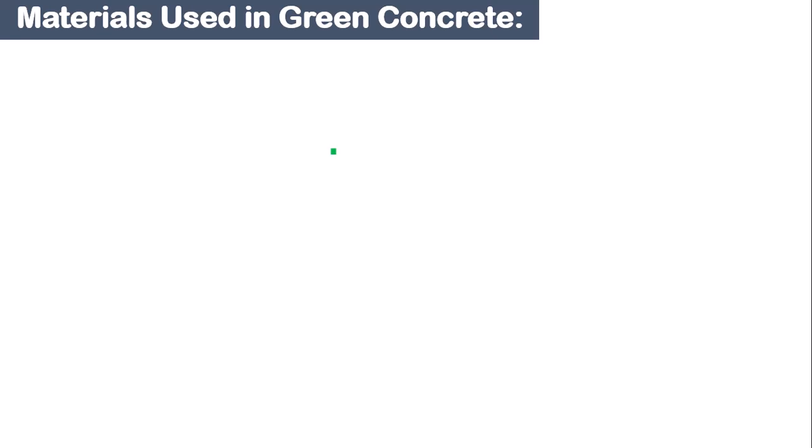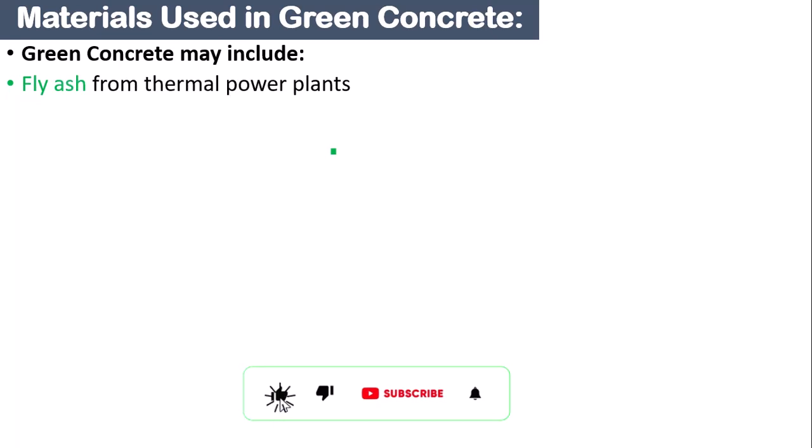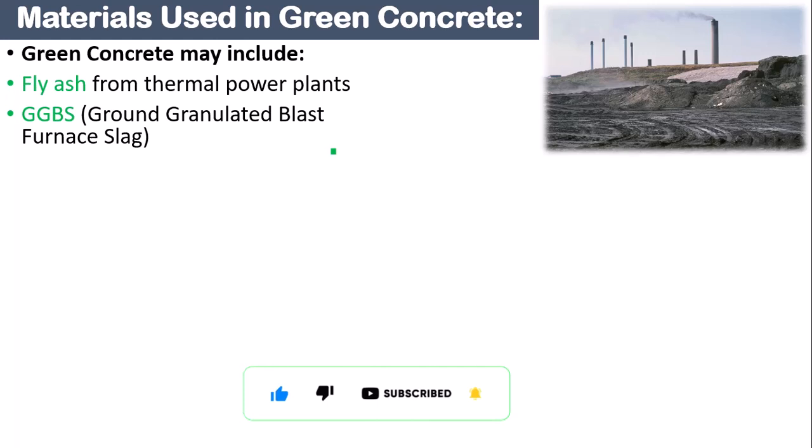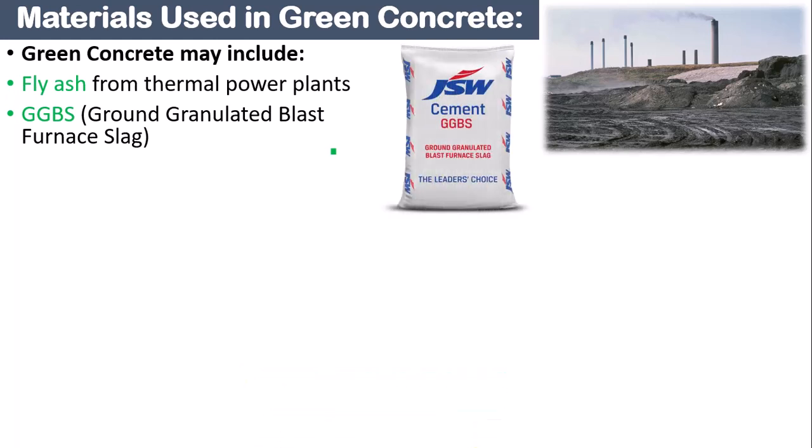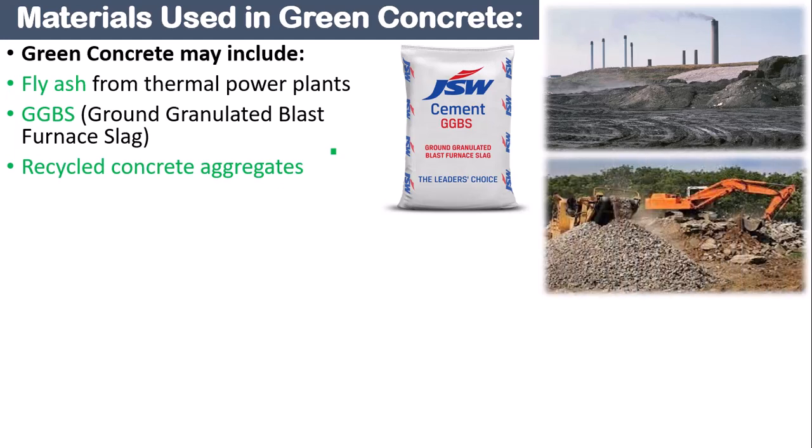So what are the materials which make it really green? The first one is fly ash, which is obtained from thermal power plants. The second is GGBS, ground granulated blast furnace slag, which is obtained from furnace slag during the manufacturing of cement. The third one is recycled concrete aggregates. As you can see over here, the debris of the material is crushed to be used as an aggregate in concrete.